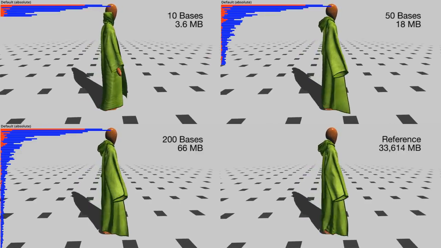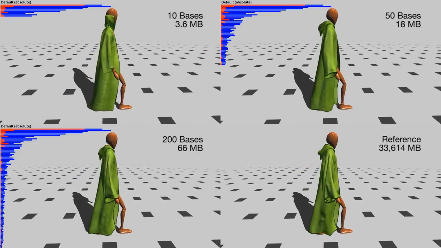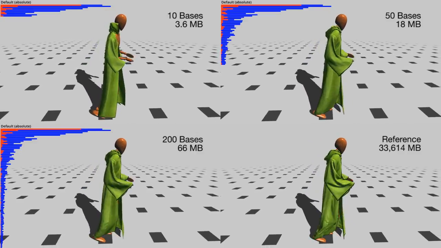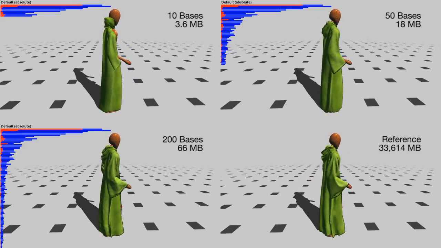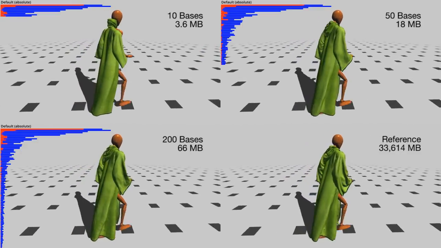Here we see compression with 10 bases, 50 bases, and 200 bases. Note that 200 bases is comparable to the uncompressed data shown in the bottom right.